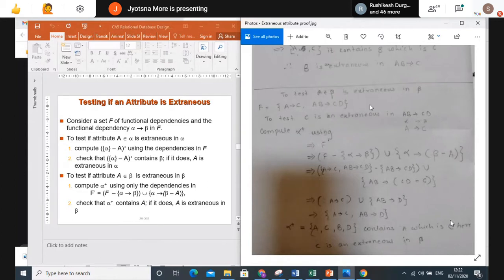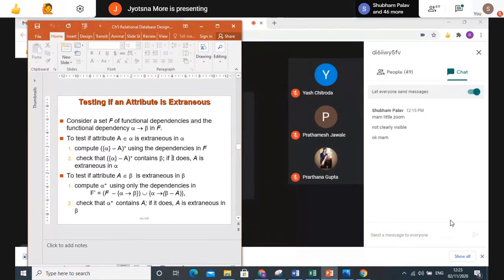C is extraneous in my functional dependency because I am getting my functional dependency where I am not finding the C on the beta side. So this is just a proof for your understanding of why I have said this is an extraneous attribute in alpha as well as beta. If you have any doubt, you can check with the help of these two formulas or these two test cases. So that was about the extraneous attribute.